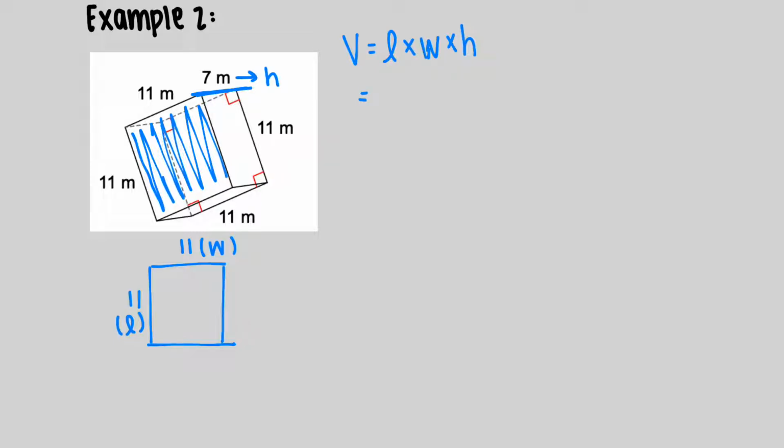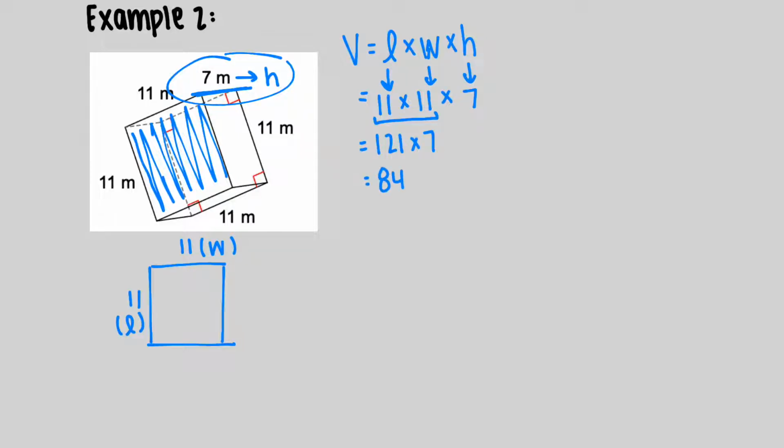The next step, we fill everything in for our variables. So my length is 11 times my width, which is also 11. And finally, times my height, which I look at the picture, it gives me 7. We can start simplifying. So 11 times 11, that gives us 121. And remember, we dropped down that times 7 because we haven't done it yet. When I do 121 times 7, that gives me 847.